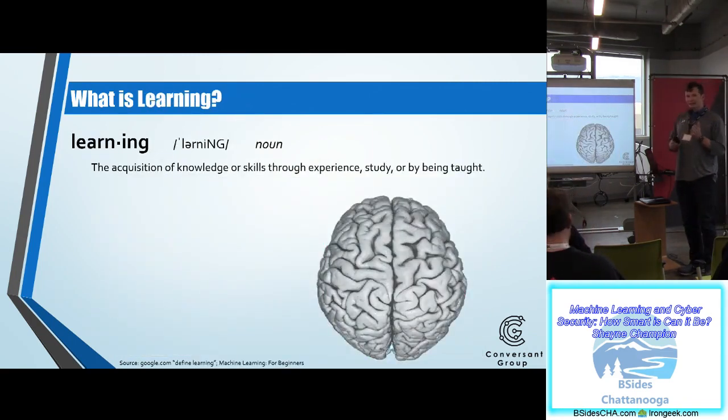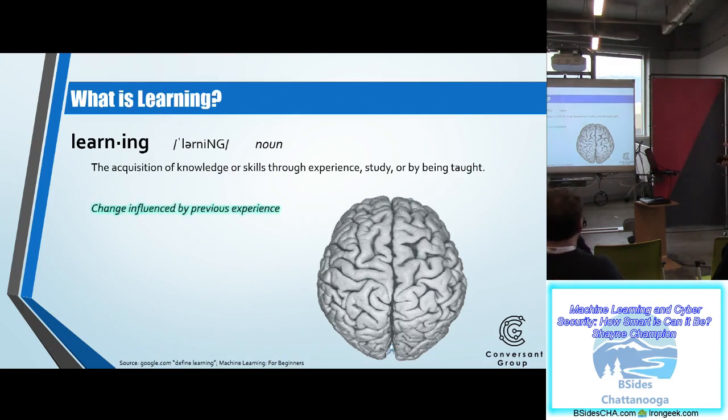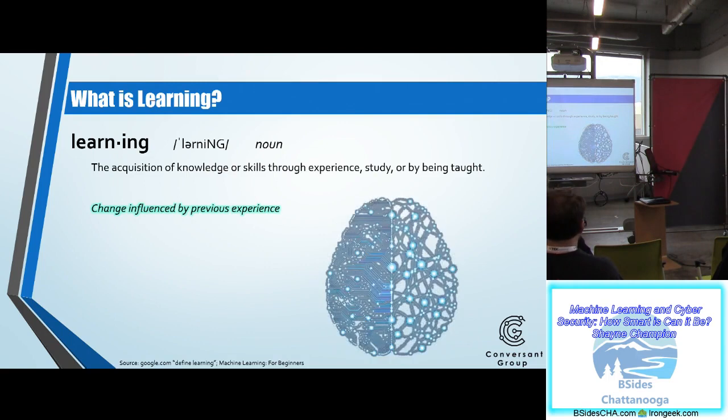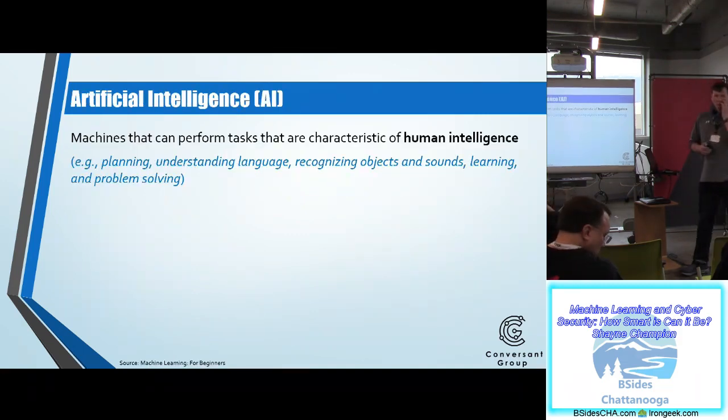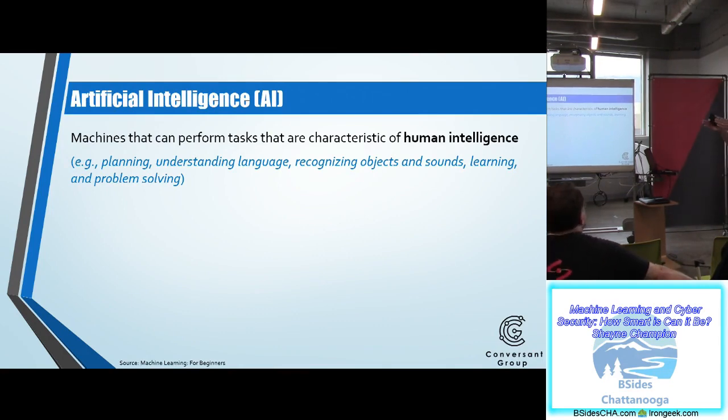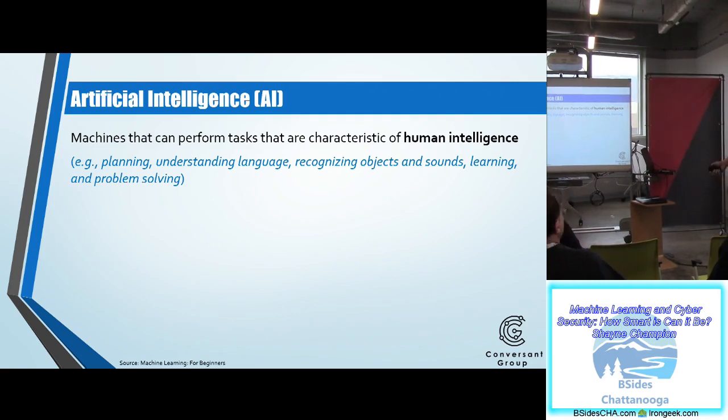Then you've got learning, and that's acquisition of knowledge and skills by experience or study, right? And this is really where we get into the machine learning part, because it's change influenced by your experience. And that's essentially how all of these technologies work in one form or the other. The difference is the how that we're getting into. So with artificial intelligence, what they're attempting to do is create a machine that can act the same as a human can do. There are two types of that.